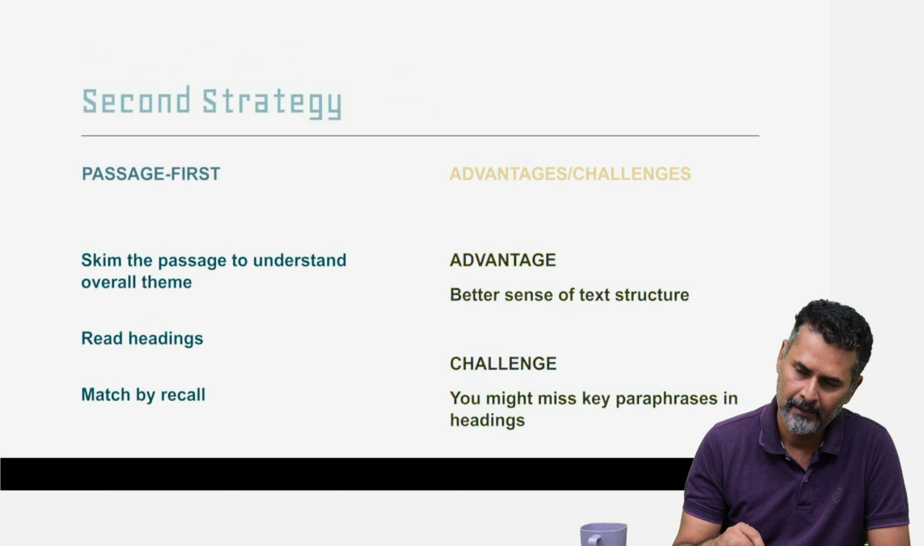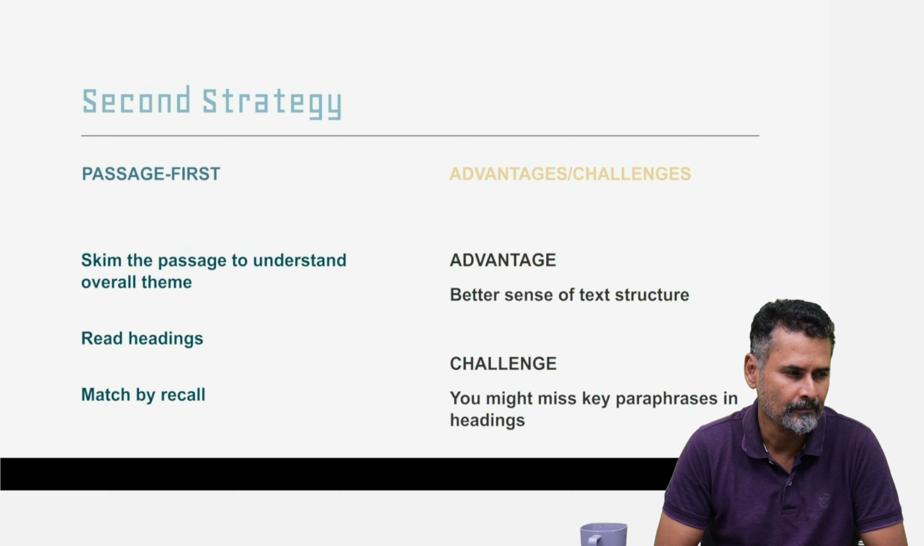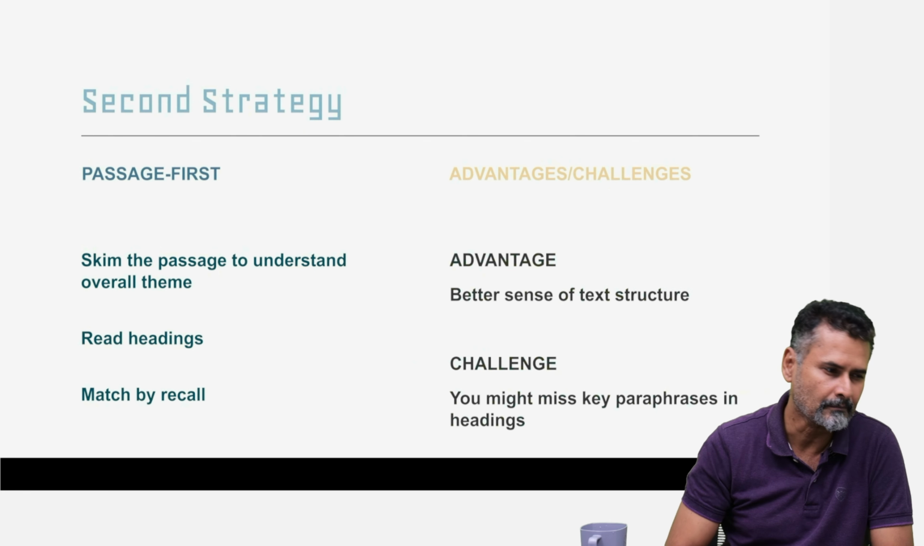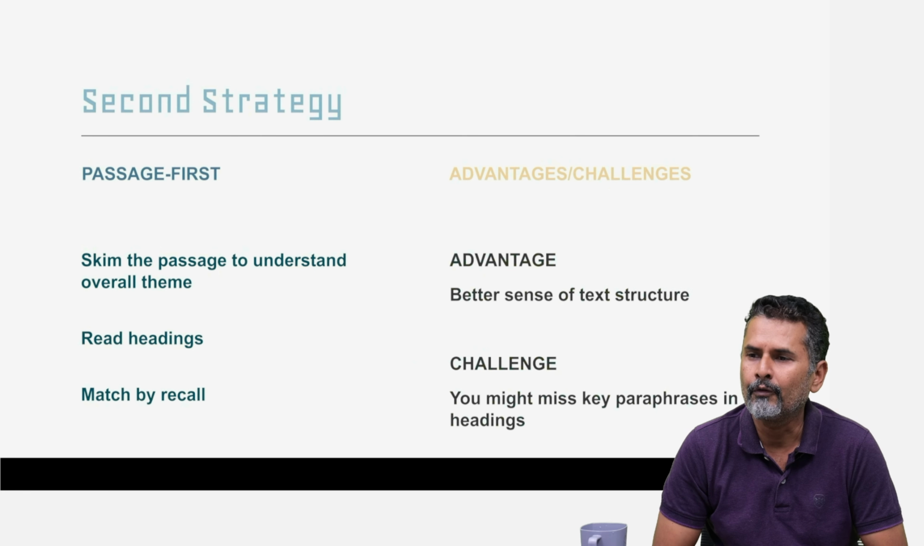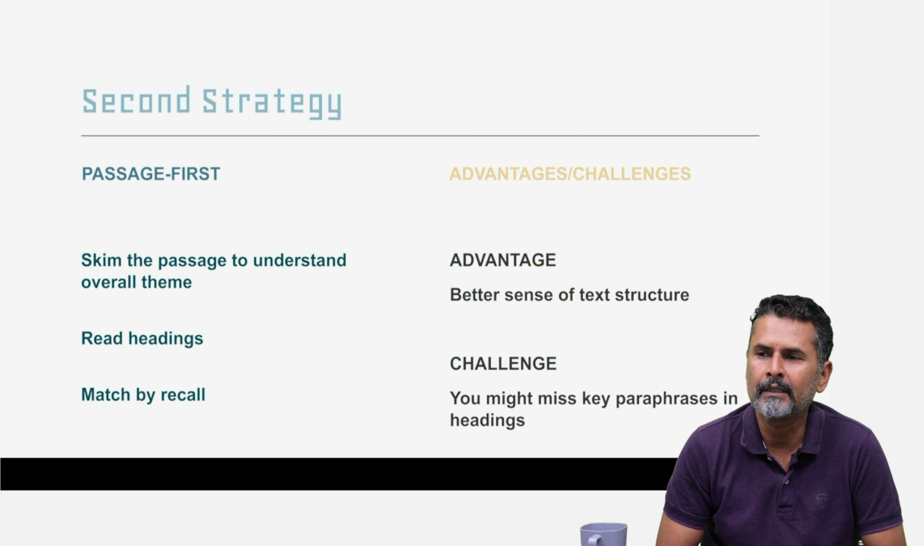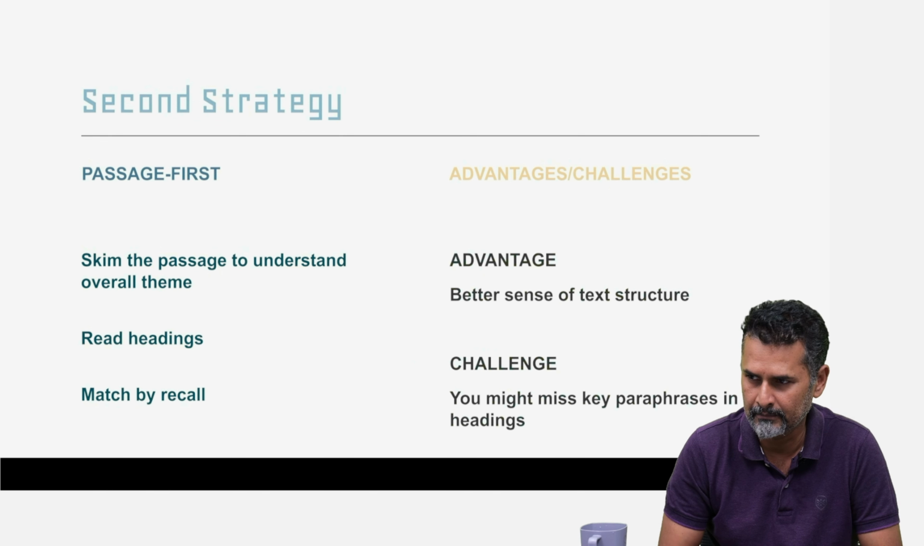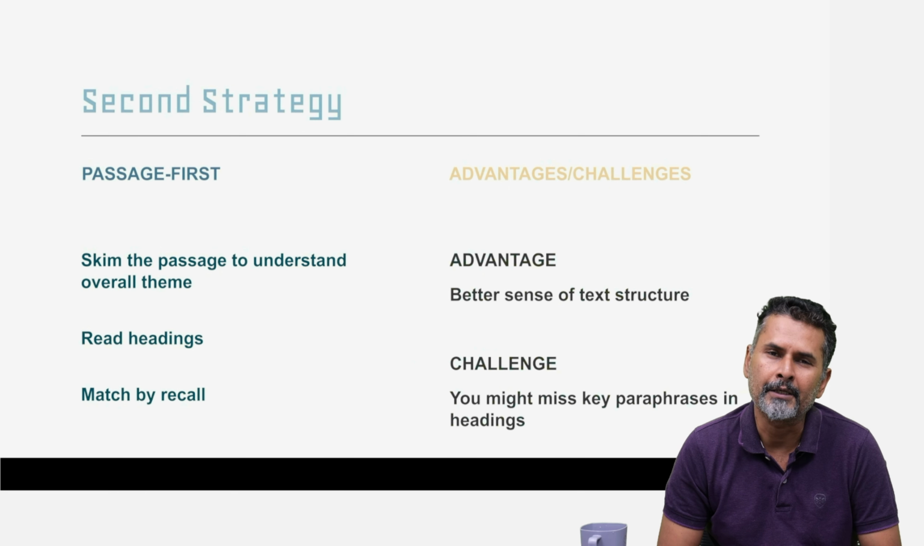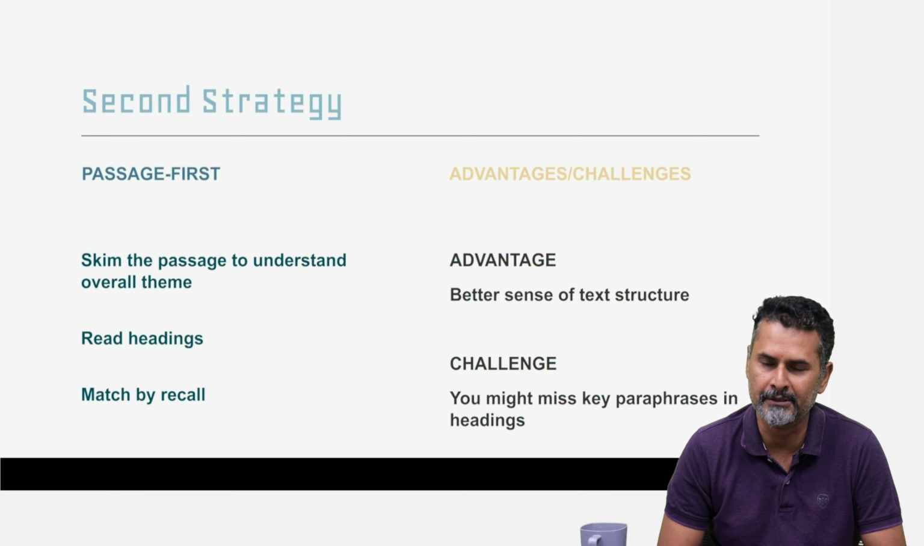All right, let's move on to the second strategy, which is the passage first strategy. So first, in this passage first strategy, skim the passage to understand its theme. If you go through the passage, you will get the theme. After that, read the headings, again noticing the main points. Then try to remember what you've read in the passage and match them.